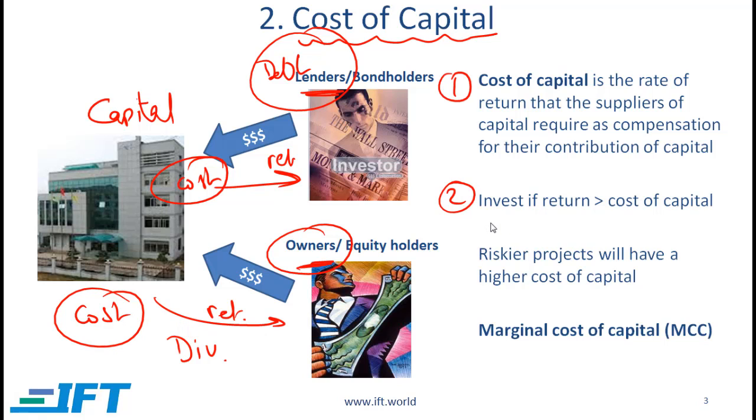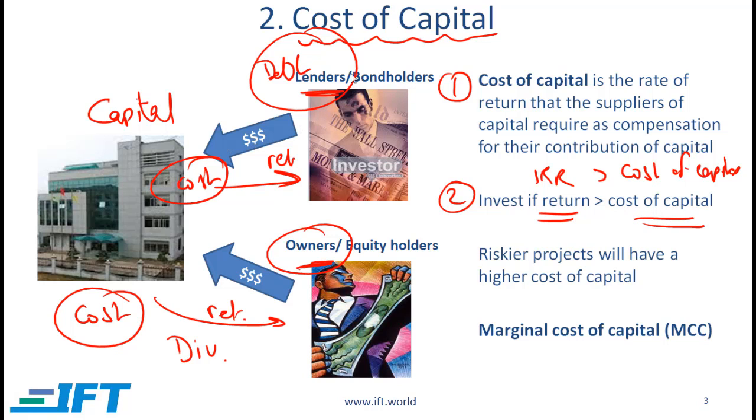Second point, a company will invest in a given project if the return is greater than the cost of capital. This is related to an item we discussed in the previous reading, where we talked about the IRR rule, and we said that we invest in a project if the IRR is greater than the cost of capital or the required return. Notice that we use the terms cost of capital and required return interchangeably.